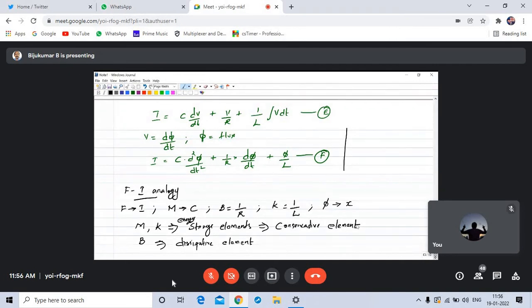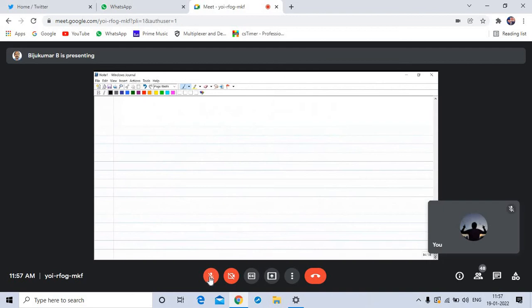Okay. Is it clear? If you have any doubt, please ask. Because now we will move to the numeric problems. Clear? Okay. So we'll move to the numeric problem.